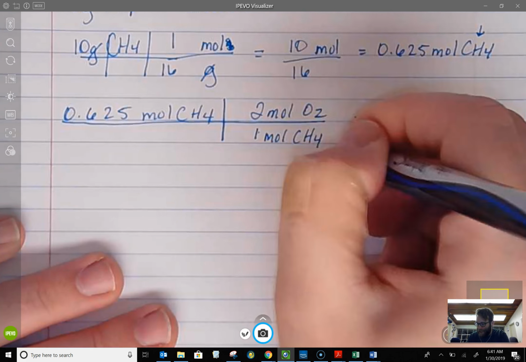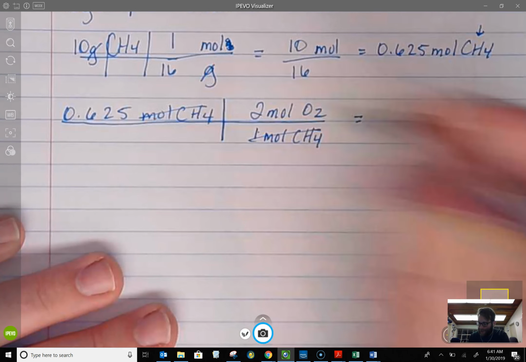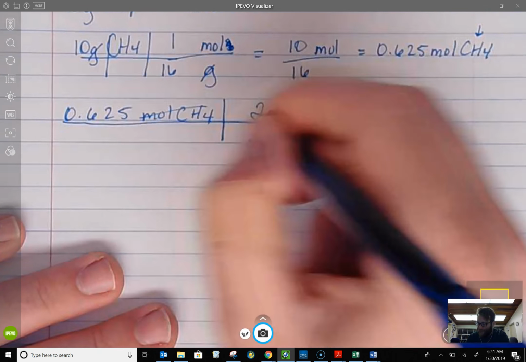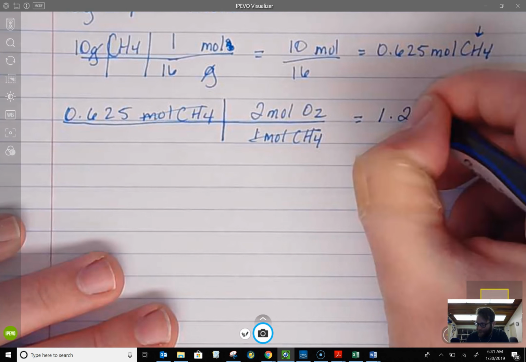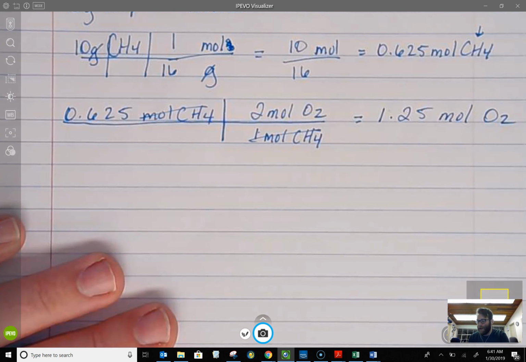Okay, so using that information, then I can set up my values to calculate this. My moles for CH4 cancel out. I multiply 2 times 0.625, and that tells me that I would need 1.25 moles worth of O2 gas to react all of that methane.